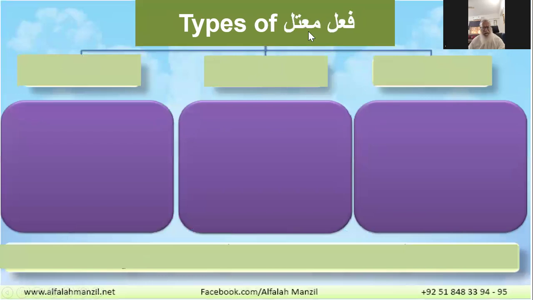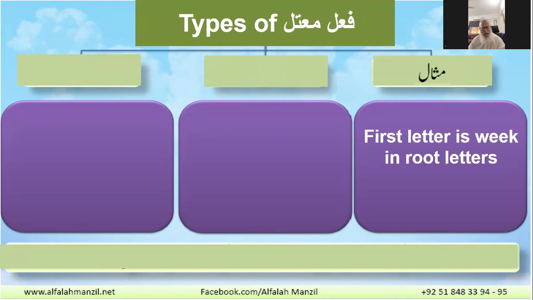The second category we say Mu'tal. Among the Mu'tal, if the weak letter comes in the beginning of the verb, it is called Misal. The first letter is weak in the root letters. Again, it is of two types. If it is Waw, we will call it Misal Wawi. When it is Ya, we call it Misal Yai. Just like, look, Wahaba is Misal Wawi because Waw is coming. Wada'a is Misal Wawi because Waw is coming. Yasira is Misal Yai because Ya is coming.